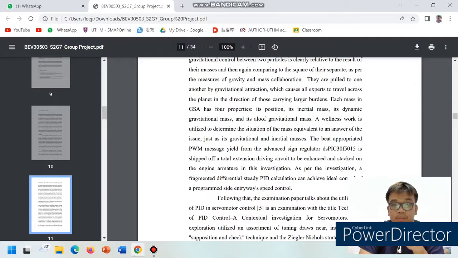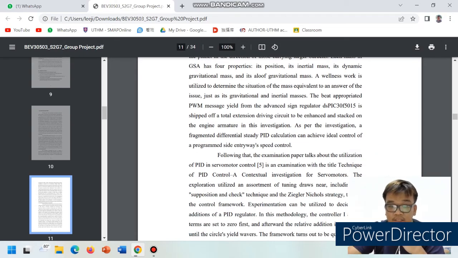Next is about the examination papers that talk about the utilization of PID in servo motor control. It is an examination with the title Technique of PID Control, a contextual investigation for servo motor, and the exploration utilizes an assortment of tuning approaches including the trial and error technique and the Ziegler-Nichols strategy to tune the control framework. Experimentation can be utilized to decide the gain of a PID regulator.